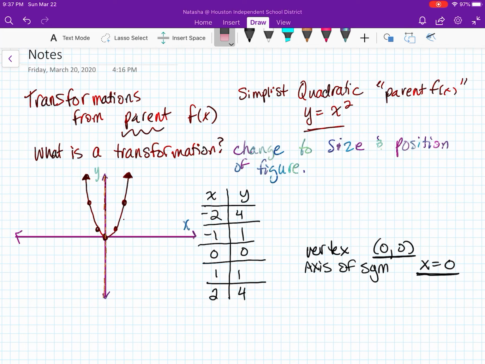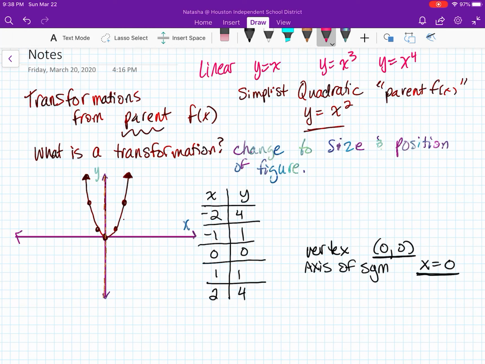Our simplest quadratic, all transformations come from a parent function, whether it's linear, quadratic, cubic, or quartic. All of them come from a parent function, and that's going to be the quadratic parent function: y is equal to x squared. The linear parent function is y is equal to x, and a cubic would be y is equal to x cubed, and a quartic would be y is equal to x to the fourth power. Okay, now what is a transformation, you might ask?